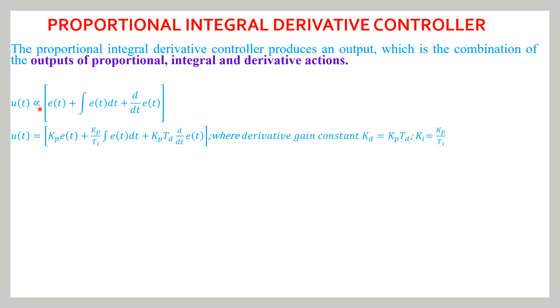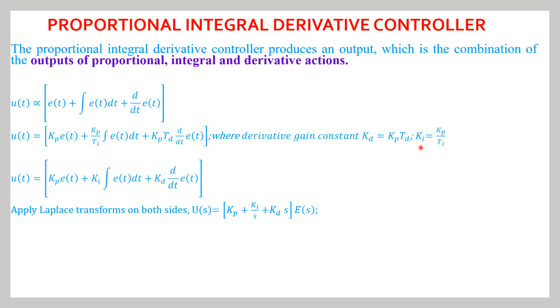To remove the proportional symbol, let us add a constant Kp for the proportional controller, Kp by Ti for the integral controller, and Kp into Td for the derivative controller. Kp into Td is called Kd, and Kp by Ti is called the integral gain constant Ki. Take the Laplace transform on both sides and we will get the transfer function of the PID controller as Kp plus Ki by s plus Kd s.